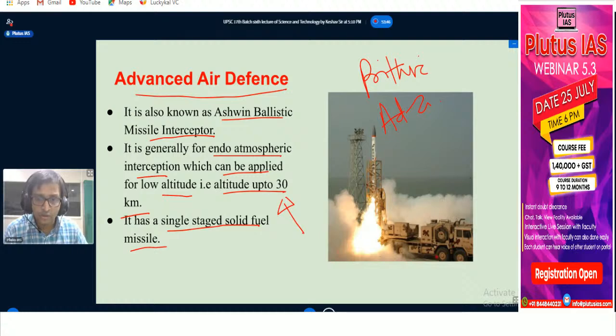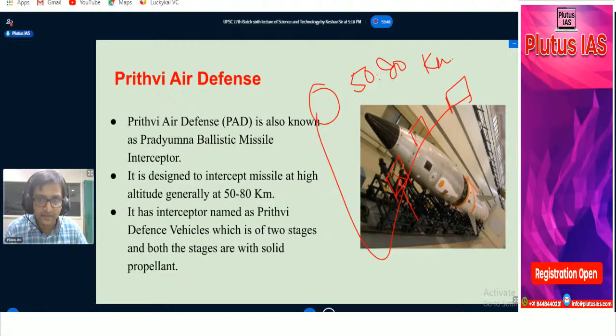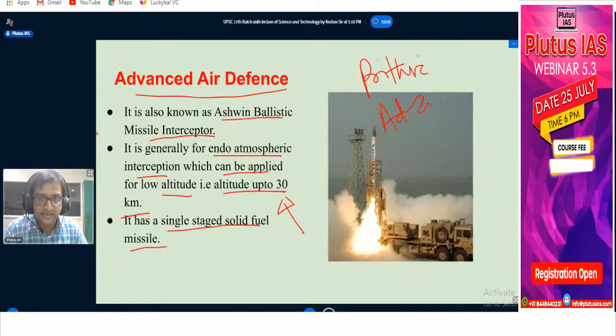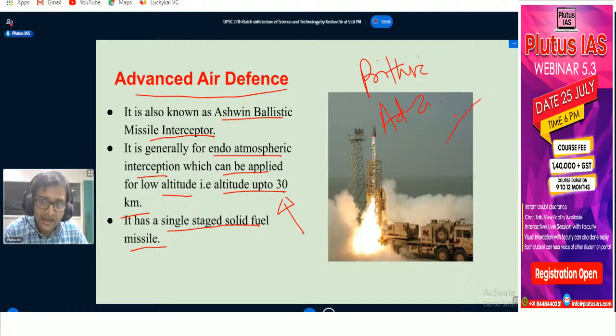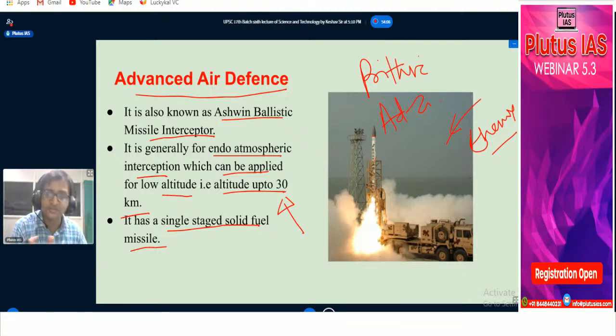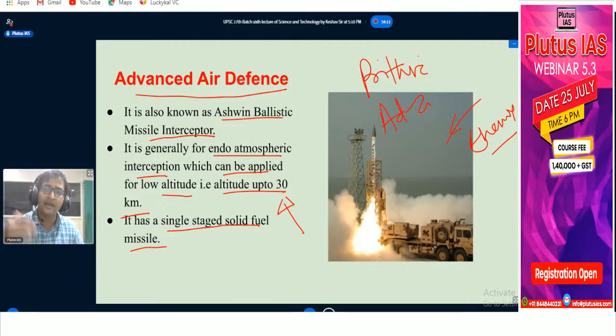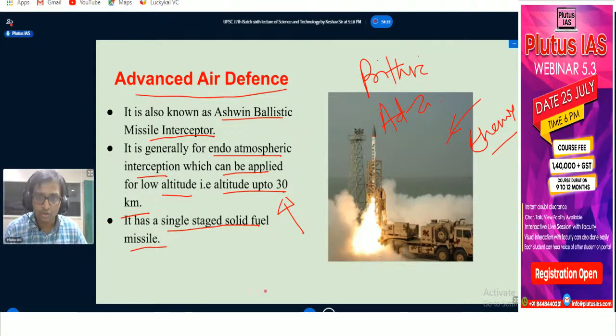Clear now? Two types of air defense system I have given here. One is Prithvi air defense and second one is advanced air defense. Both are protecting us from any attack from our enemy, right? And before this defense system, whatever we have learned, that we can attack when we are in trouble with that country. Clear? So there are two things, Prithvi air defense and advanced air defense. Any problem you can ask.